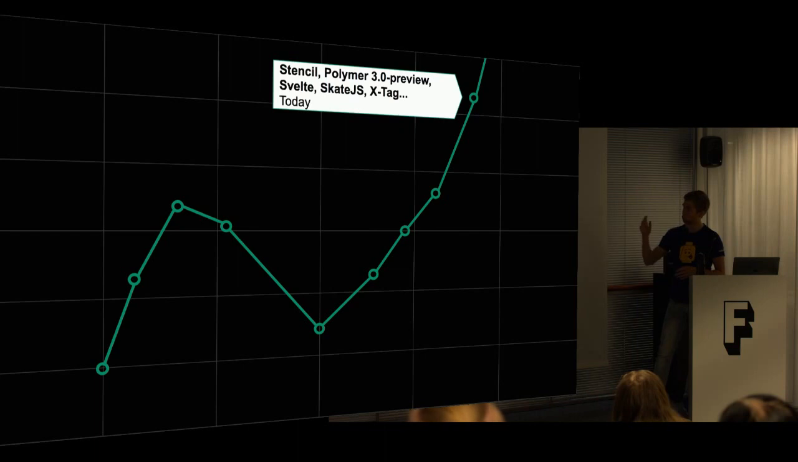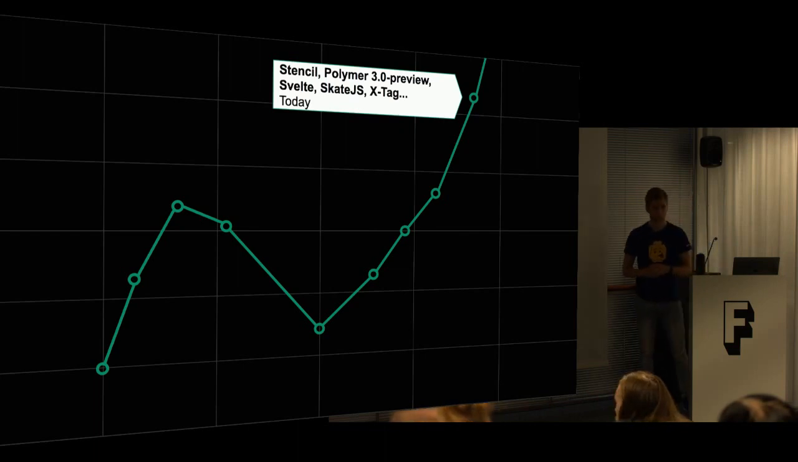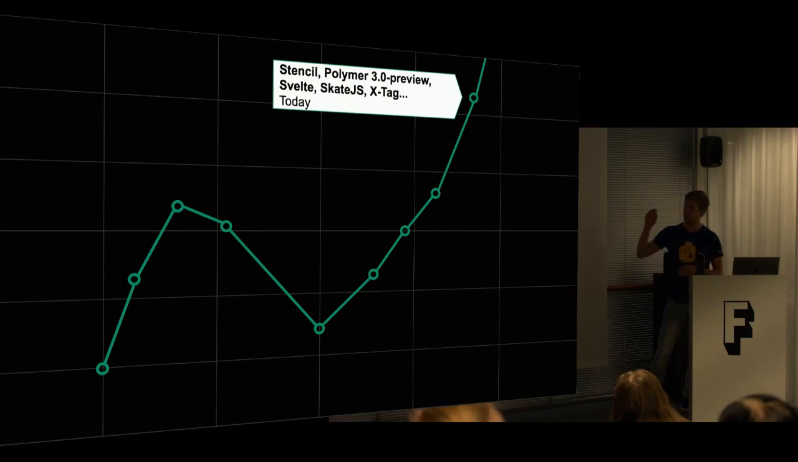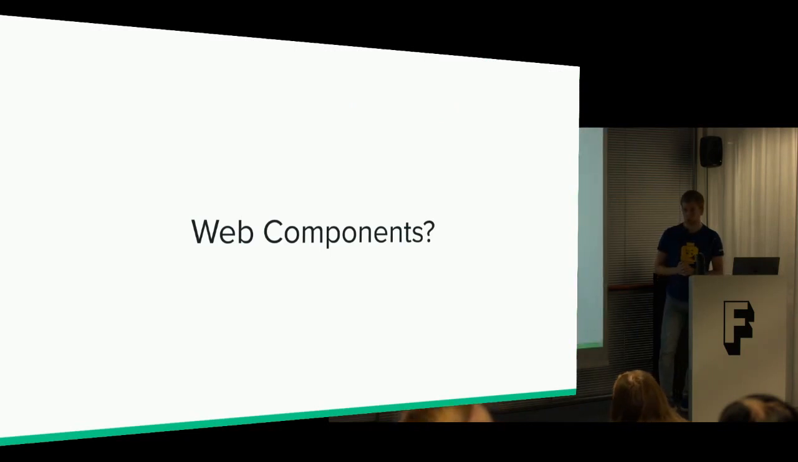At the same time, the Polymer 3.0 preview was released, so some cool new stuff for the Polymer library. And then some other JavaScript frameworks have already been starting to adopt web components also, for example, Svelte. So that was the brief introduction on the history of web components.